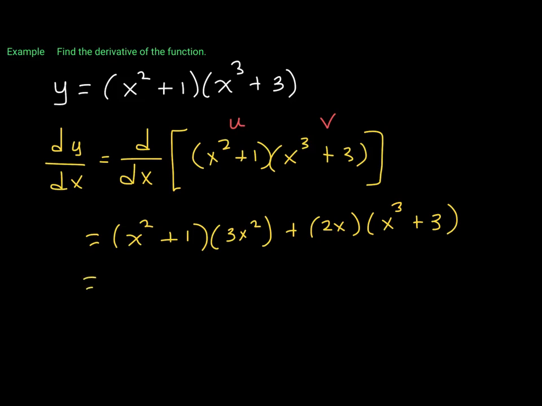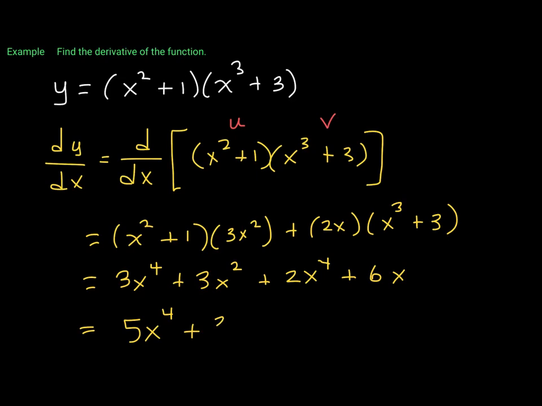So then this is 3x to the fifth power plus 3x squared plus 2x to the fourth power plus 6x. Writing this in descending power order and combining like terms, this is 5x to the fourth power plus 3x squared plus 6x. Good job. We found the derivative of a product.